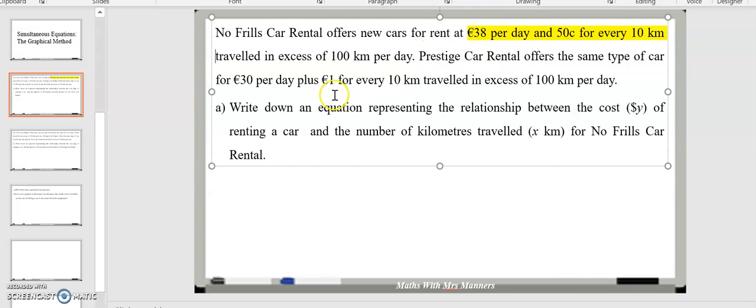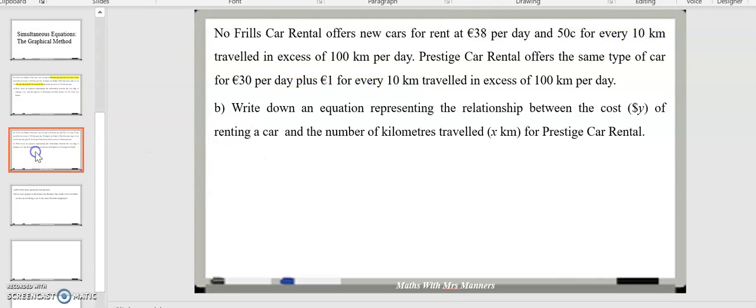The other company, Prestige Car Rental, offers the same type of car deal, but we've got 30 euros per day, and then it's €1 for every 10 kilometers traveled over 100 kilometers per day. So different deals, same concept though. You've got a fixed price and then a charge every time you travel another 10 kilometers.